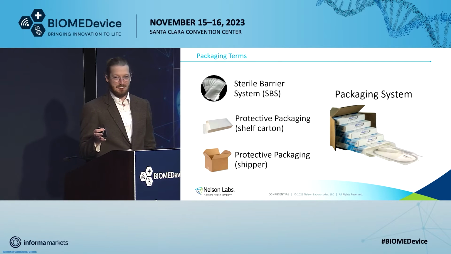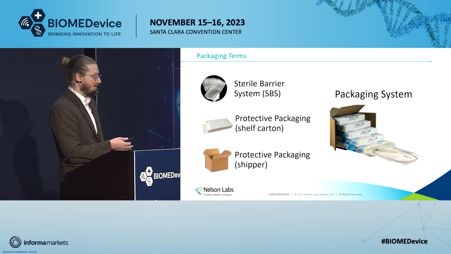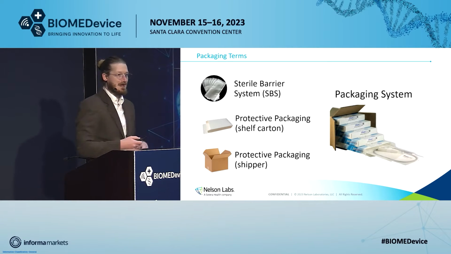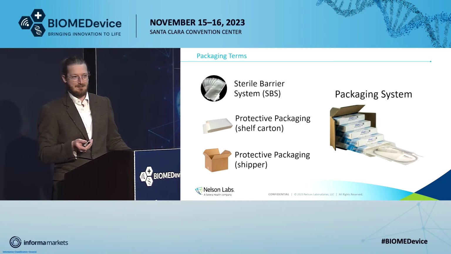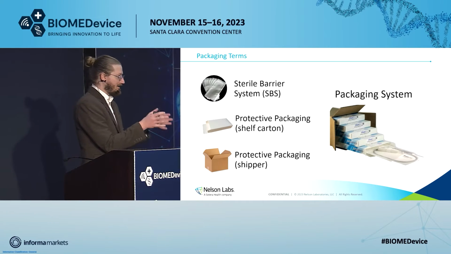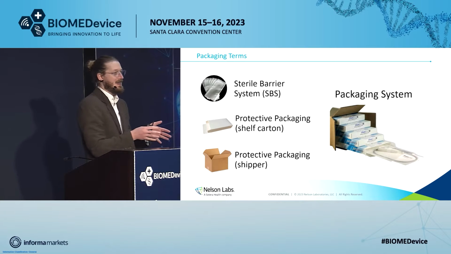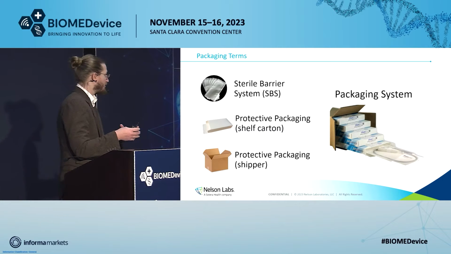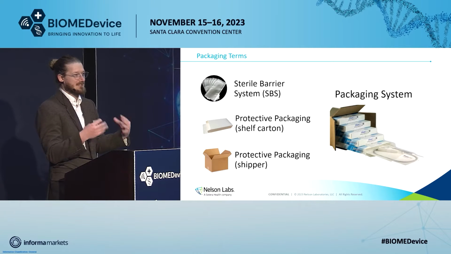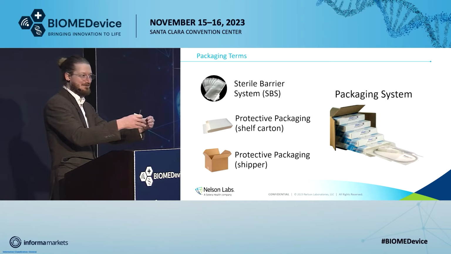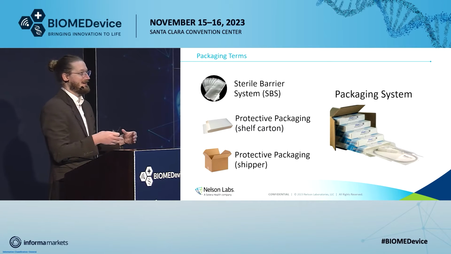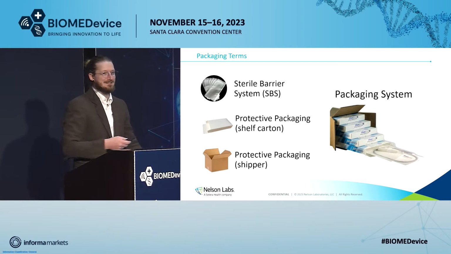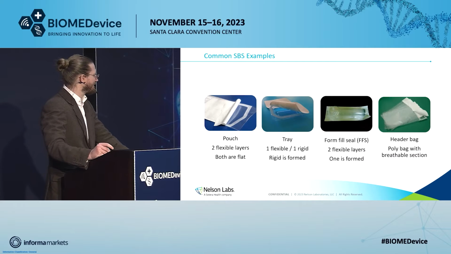Talking about packaging, there are a few things to keep in mind, and sometimes you mix them up, right? So the first thing we have is the sterile barrier system. This is usually what's in contact with your device. This is the actual barrier to your device that should maintain sterility. That's usually housed in some sort of shelf carton or shelf box, and that's just another protective layer. And then those usually are stuffed inside of the shipper box, and then that's what you go to market with. All of that combined ends up being the package system.